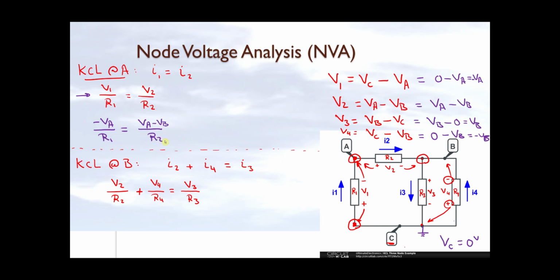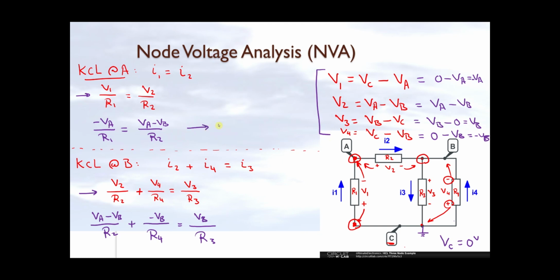Okay, let me do the same for the KCL at node B. I write it in terms of V2, V3, V4. Let me replace V2, 3, and 4 in terms of the node voltages. So V2 is equal to VA minus VB, plus V4 over R4. V4 is equal to minus VB. And finally, V3 over R3, I can represent V3 as VB according to our analysis on the right here.